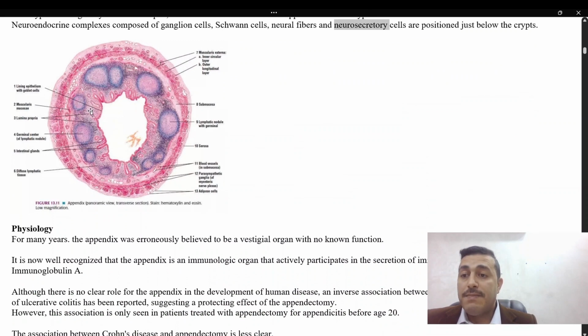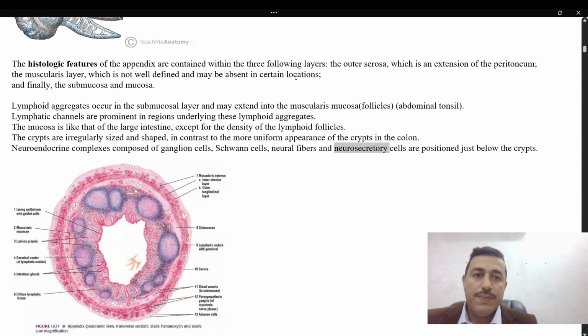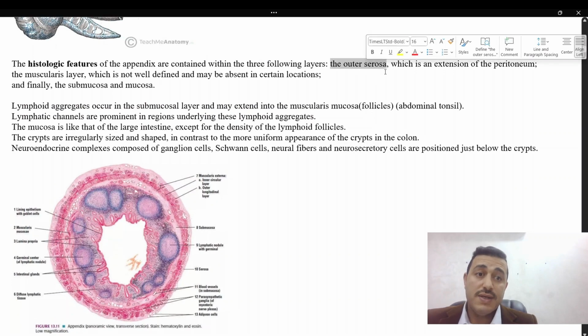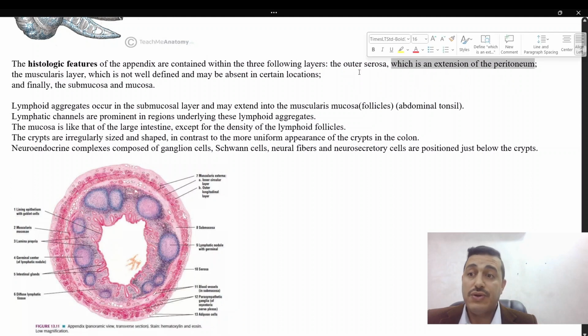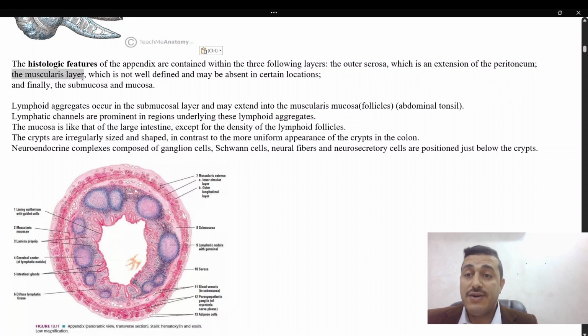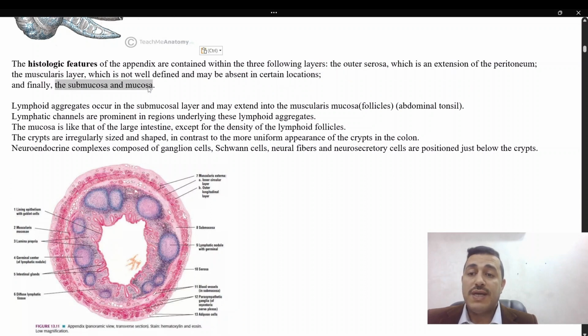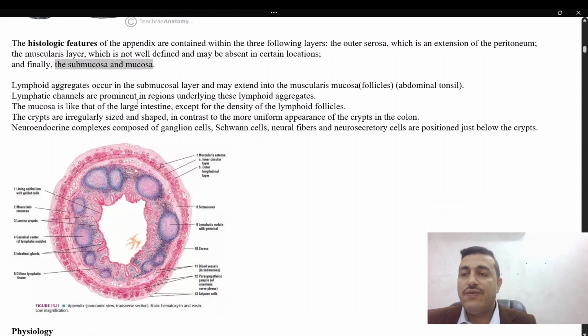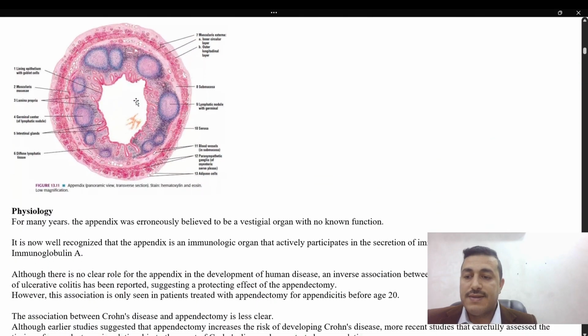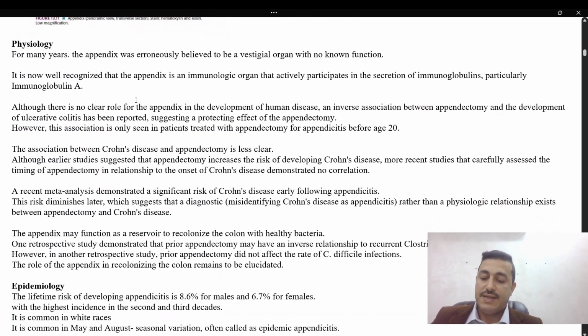Actually, this is the lining of the epithelium. Here is the muscularis mucosa, the lamina propria. Here is the outer layer. Actually, we can see here three following layers. The outer is the serosa, which is an extension of the peritoneum. The muscularis layer, which is not well defined and may be absent, and finally the submucosa and mucosa. These are the three layers of the appendix.